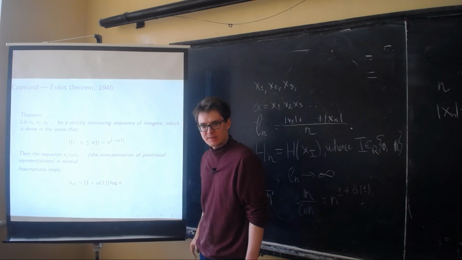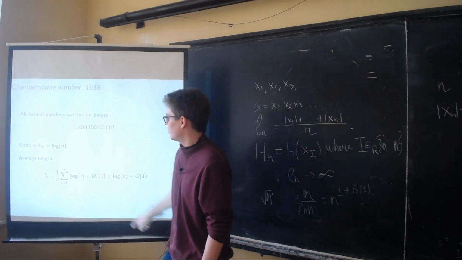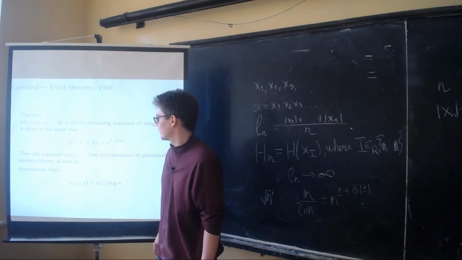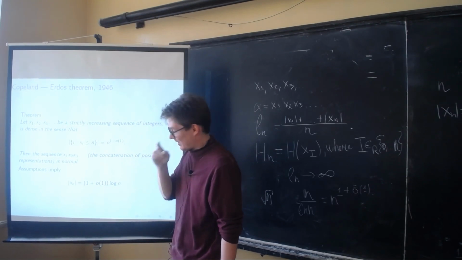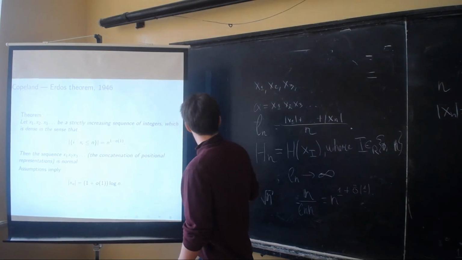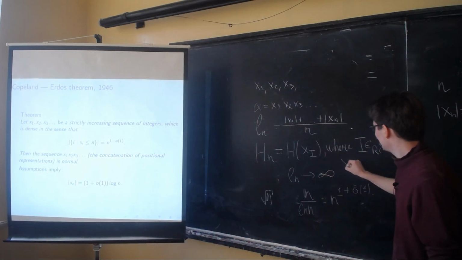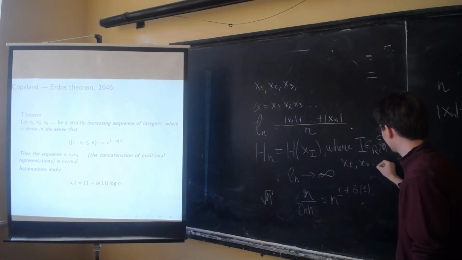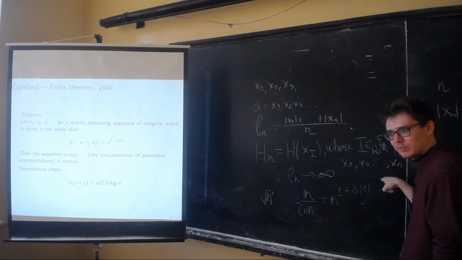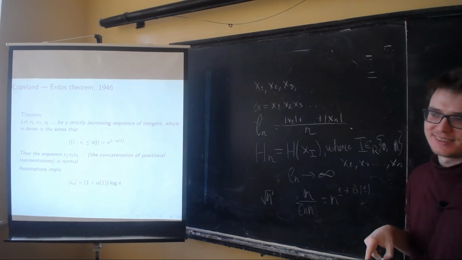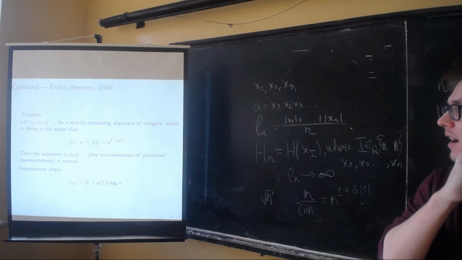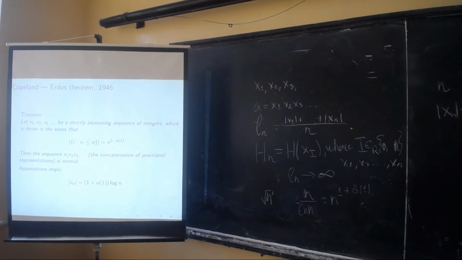Because we just multiply everything by 1 plus small o of 1. Sorry, why is the entropy log n? Because the sequence is strictly increasing and they are all different. If you have n different strings, you choose one uniformly at random. They are all different, so the entropy is log n. Oh, I see. All these binary words are different.